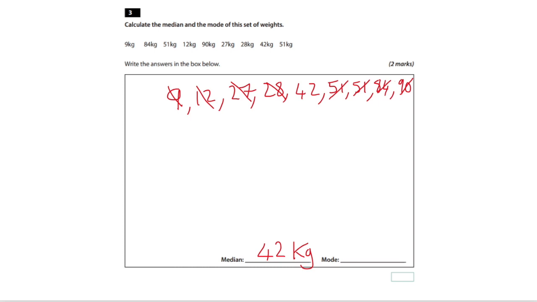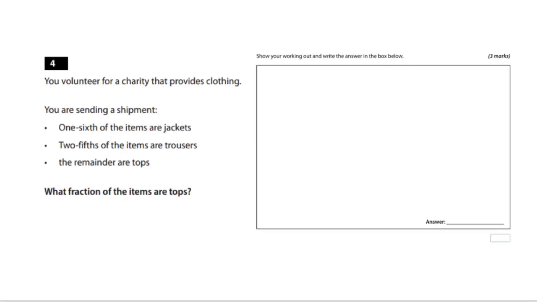Now the mode is the number that appears the most. So let's have a look at this set of numbers. Now there's only one number that appears twice, and that's 51. So the mode will be 51 kilograms. Okay, so that's a 2-mark question because you're being asked to do 2 different types of average. Let's move on. Question 4.